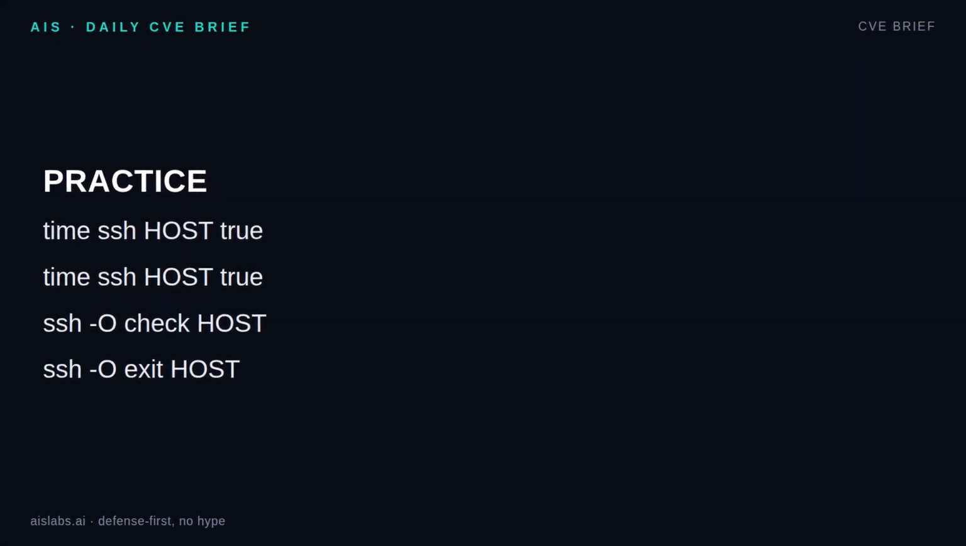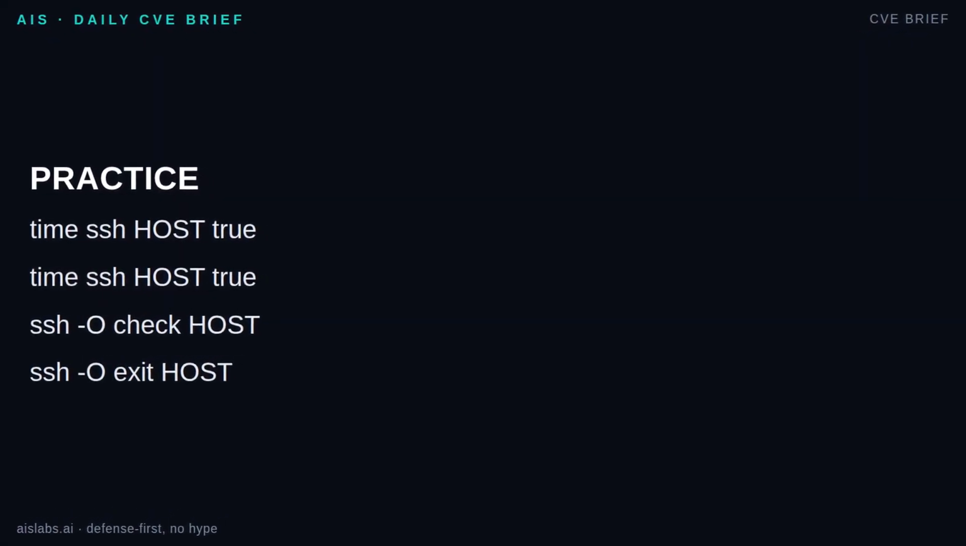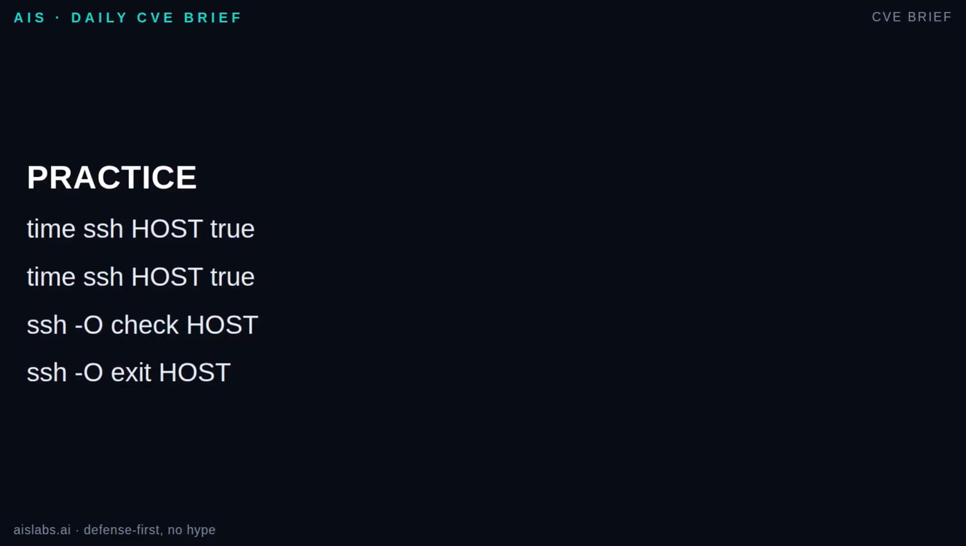Five-minute practice on your own machine or lab VM. Pick one server you administer. Add the ControlMaster block to ~/.ssh/config, using the private CM directory. Run time ssh host true. That first timing is your baseline. Run the same command again immediately. The second should be noticeably faster, especially over a remote link.